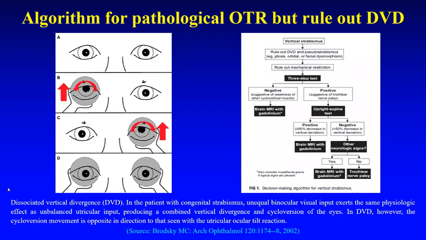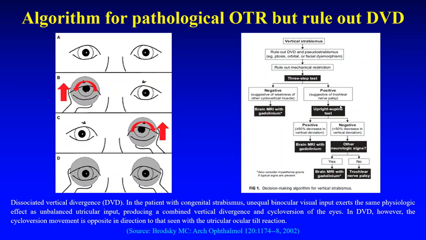Vertical strabismus: rule out DVD and pseudostrabismus, that is the dissociated vertical divergence. Rule out mechanical restriction, then do the three-step test. If it is negative, it is suggestive of weakness of other cyclovertical muscles. Brain MRI with gadolinium is important. If it is positive, it is suggestive of trochlear nerve palsy. We have to do the upright-supine test.